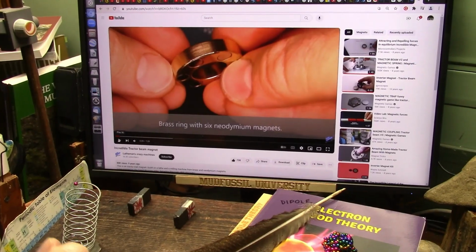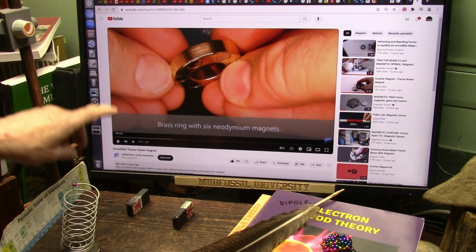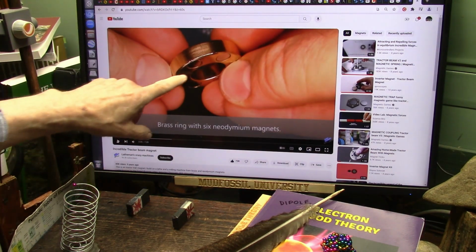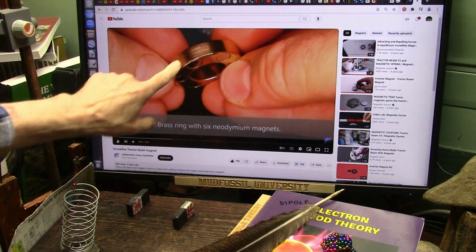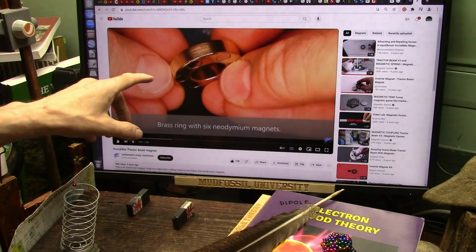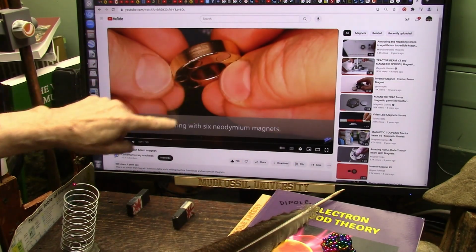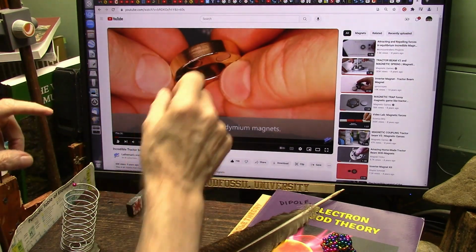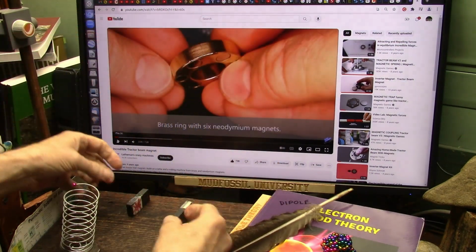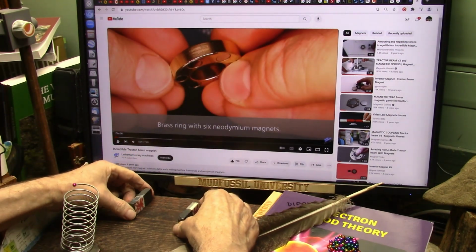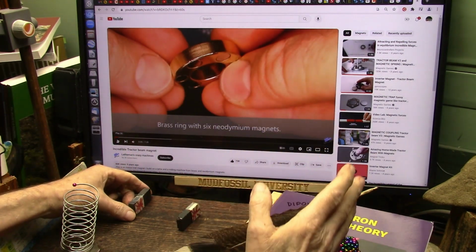All right, this is absolutely fabulous. This is Latham's Crazy Machines. And what he's doing here, he's got a brass ring, which has no polarity to it, no magnetism. And he's putting in 6 niobium magnets. They have a polarity to them, just like any bar magnet does. These are nothing more than bar magnets, but they're very powerful. Neodymium is very, very strong.